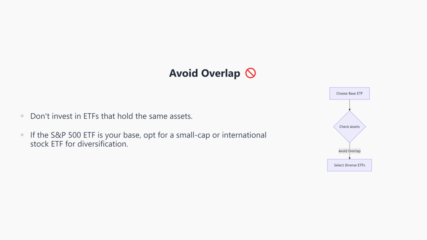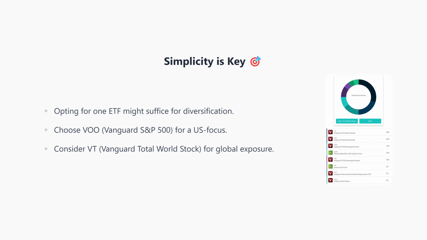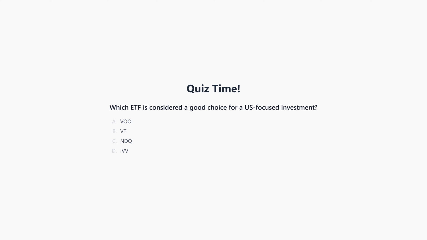If an S&P 500 ETF is your foundation, it's beneficial to add a small cap or international stock ETF to ensure overall diversification. Simplicity can often be more efficient. Sometimes, choosing just one ETF can provide sufficient diversification, such as VOO for a US-centric approach, or VT for comprehensive global exposure. Let's see what you've learned so far with a quick quiz.